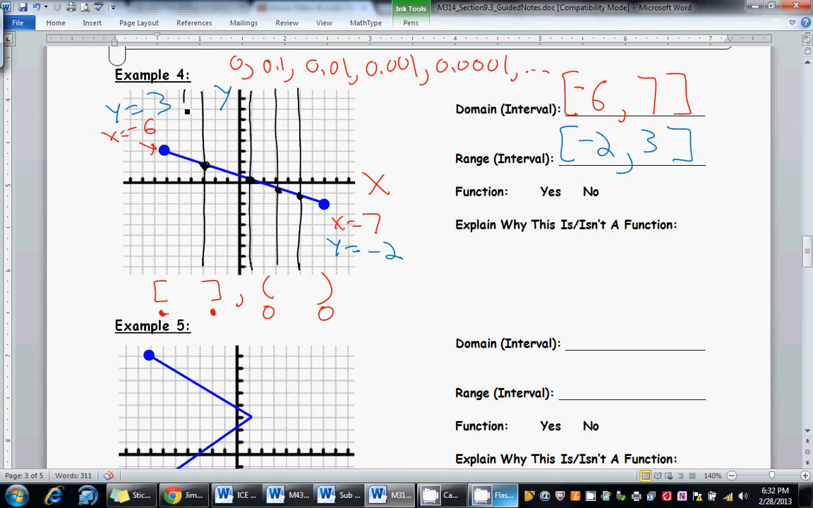So far I've drawn 4, and now here's 5. Every single time my black vertical lines have only intersected my graph at one point. Therefore, the x's do not repeat, and this is a function. And the reasoning we say is that it passes the VLT, the vertical line test. The VLT.